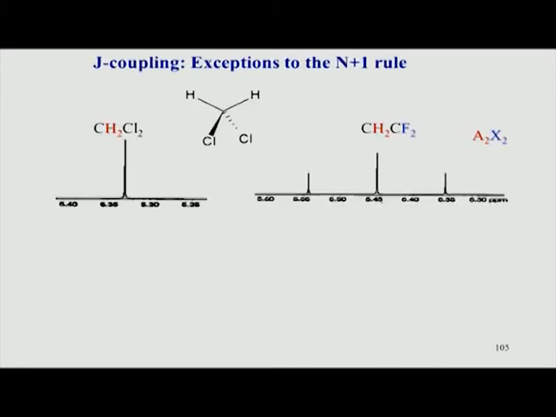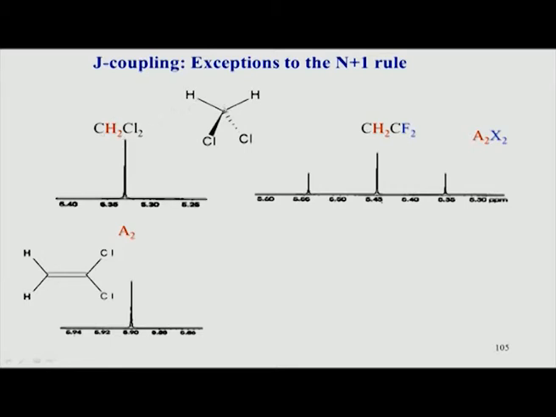We can go further and get different cases where there is an exception to the n+1 rule, but in all these cases they are equivalent hydrogens. When they are equivalent hydrogens, you do not expect a splitting. So, the point here is that these two hydrogens are chemically equivalent, so they will be split because of the fluorine. Similarly, here the two hydrogens are equivalent, so you do not see a coupling within these two.